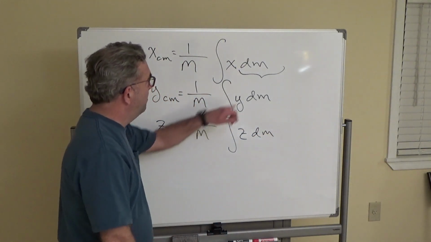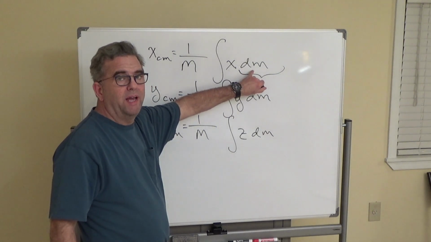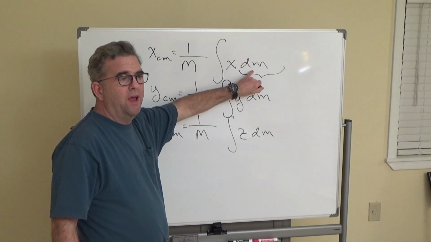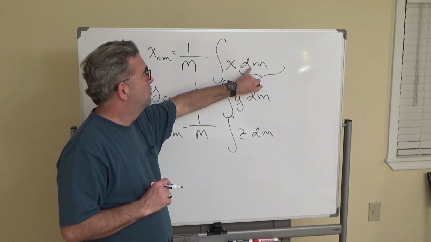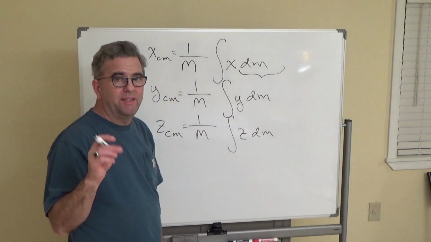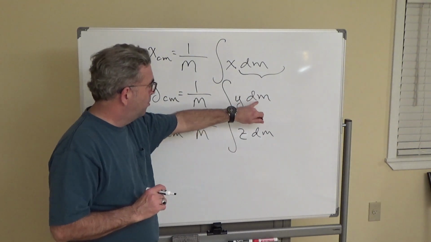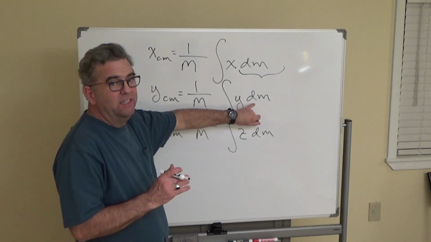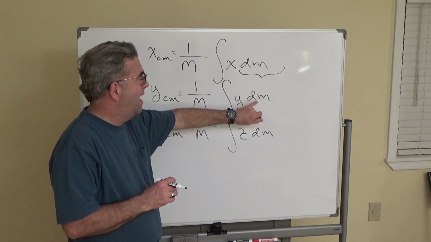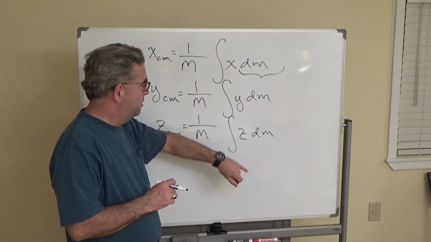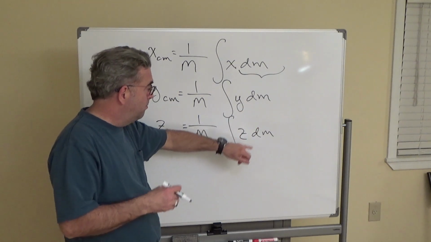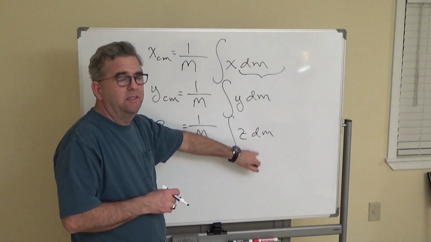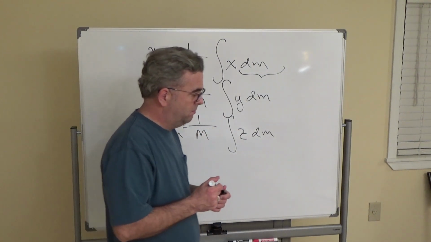And you do have to make this some function of x. Somehow you have to break it up into little bits of mass in the x direction. If you're going to integrate over y, then you need to break this up into little bits of mass in the y direction. If you're going to integrate over z, you break this up into little bits of mass in the z direction, and so forth. Okay?